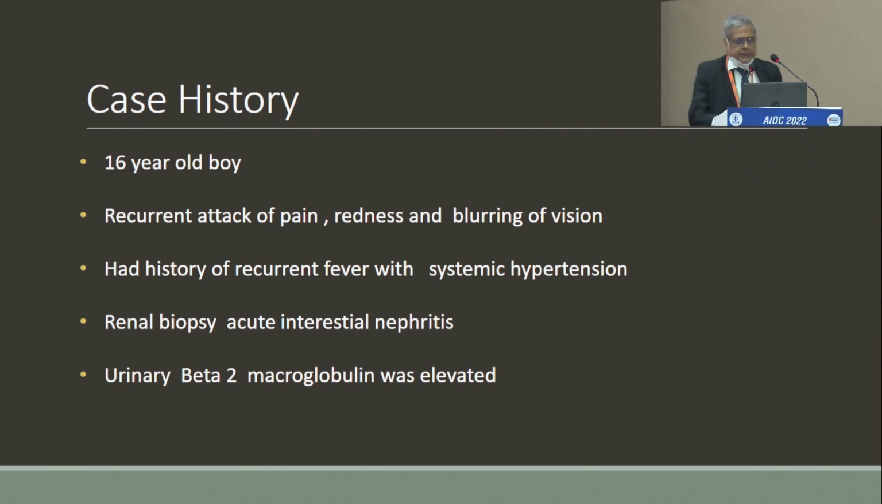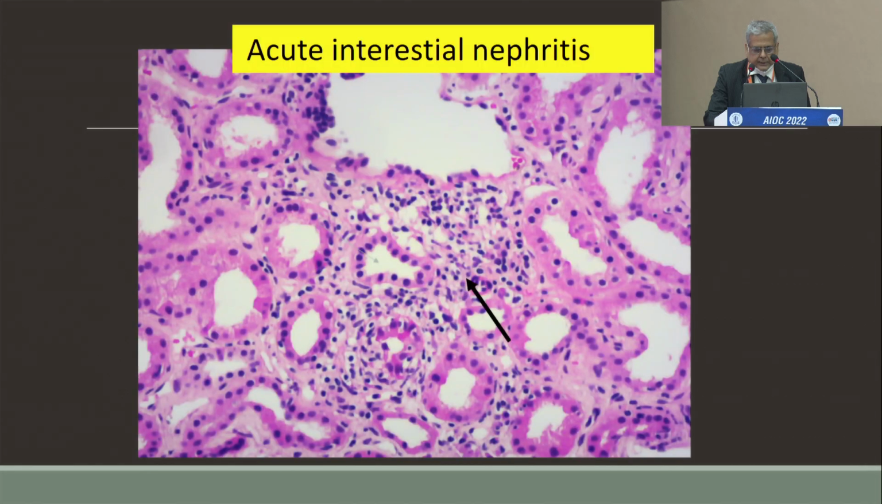A 16-year-old boy, recurrent attack of pain, redness and blurring of vision, had history of recurrent fever with systemic hypertension. This was the reason the patient ultimately underwent renal biopsy: acute interstitial nephritis. Urinary beta-2 microglobulin was elevated. I asked the patient to bring the biopsy slide.